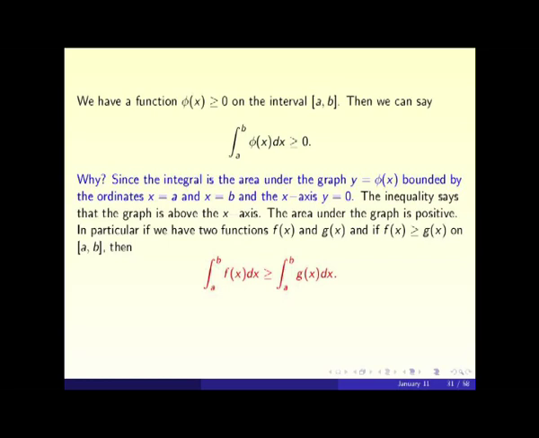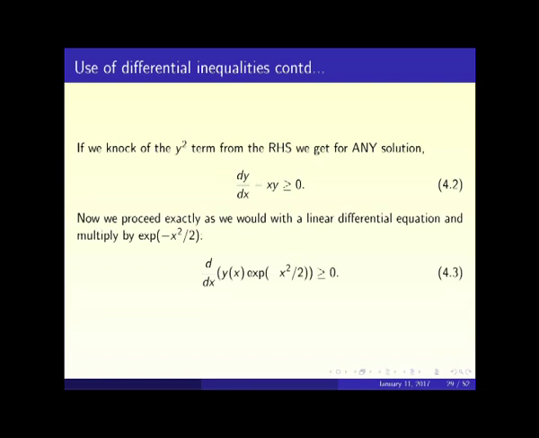How do you get this? You get this from the previous one. Simply take phi equal to f minus g in the previous one and you get this one. Okay, so let's apply this. So let's go back to the slides.